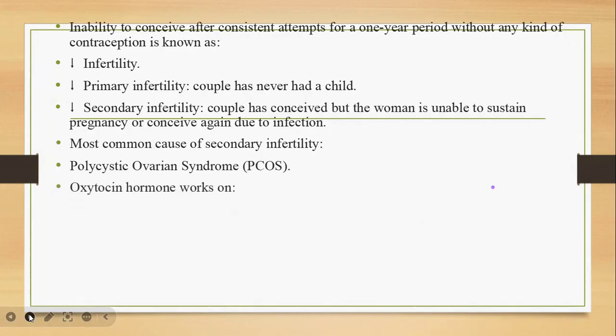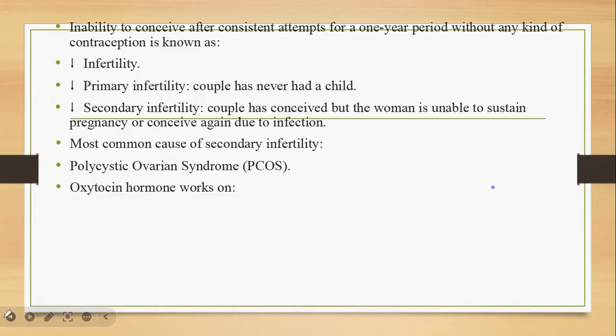Now, how does the oxytocin hormone work? Oxytocin also helps in the let-down reflex. It helps in the let-down reflex, and it causes uterine contraction, starting at the end of the trimester.